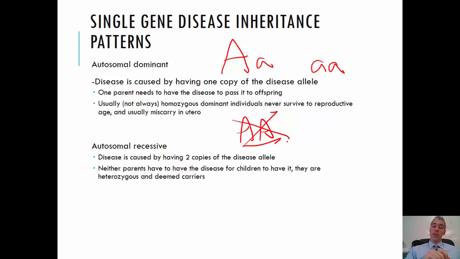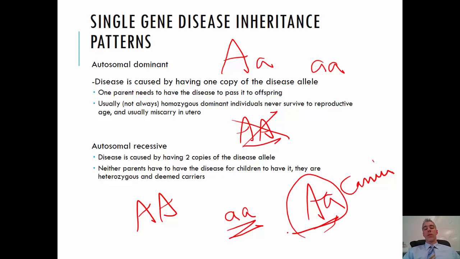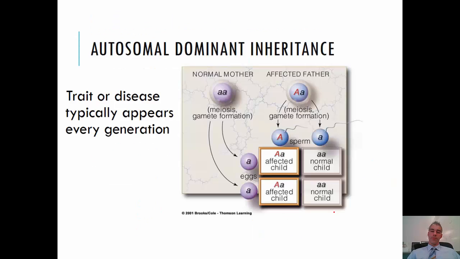An autosomal recessive disease is caused by having two copies of a disease allele. So in this case, little a would be the disease. If you're big A, little a, you are what's deemed a carrier for the disease. And if you're big A, big A, you are completely phenotypically normal. Now, carriers usually don't express the disease at all. They don't seem to show any characteristics of the disease. But they do have this disease allele that can be passed on to their children.